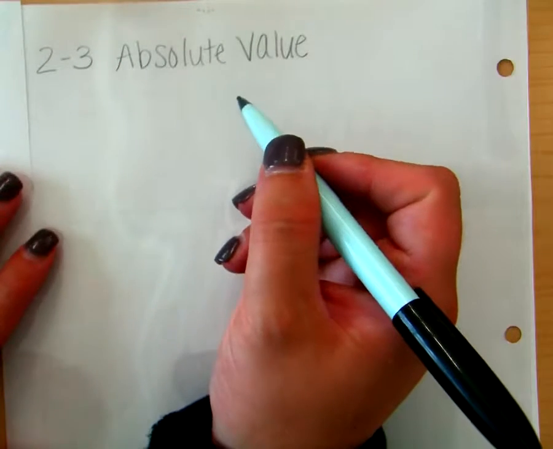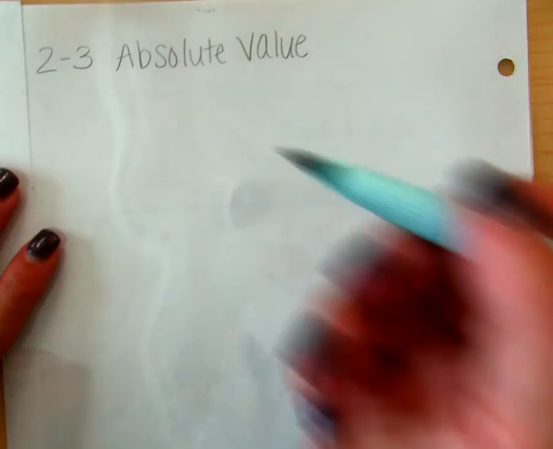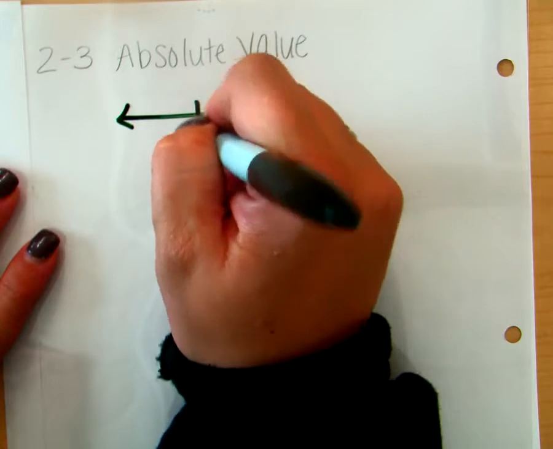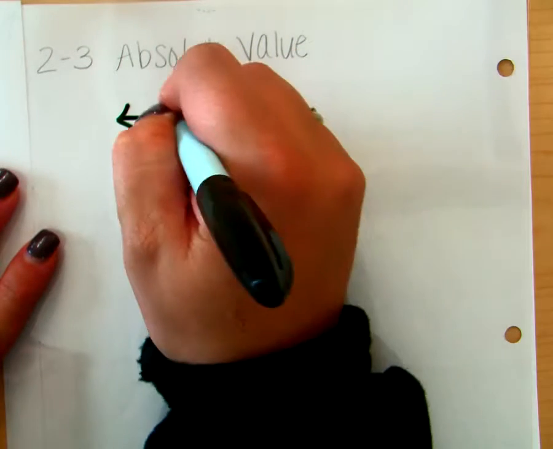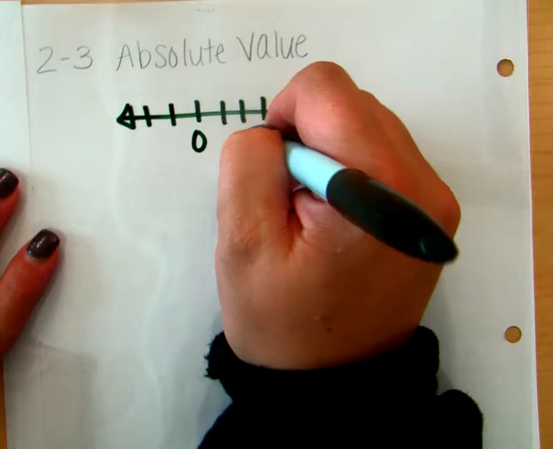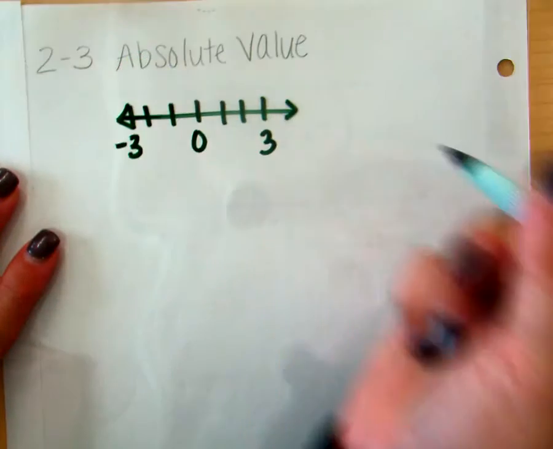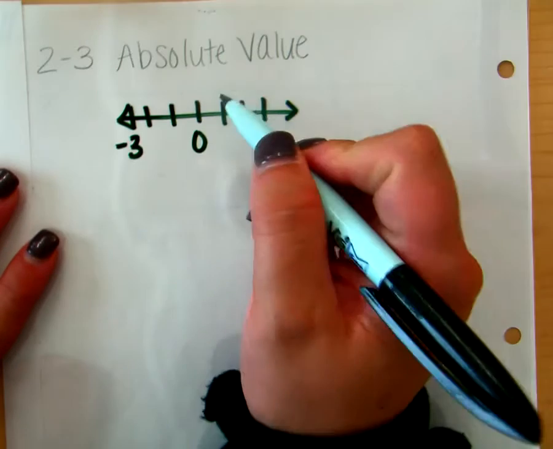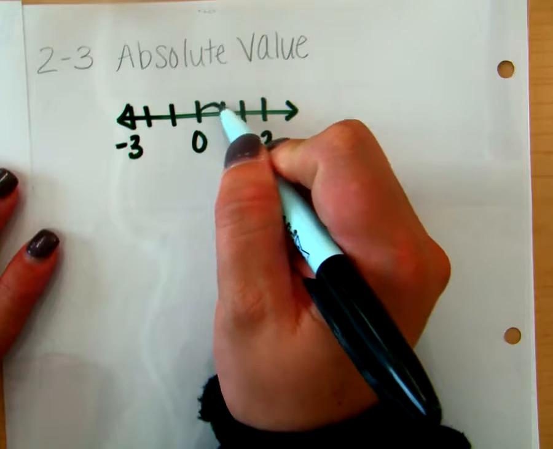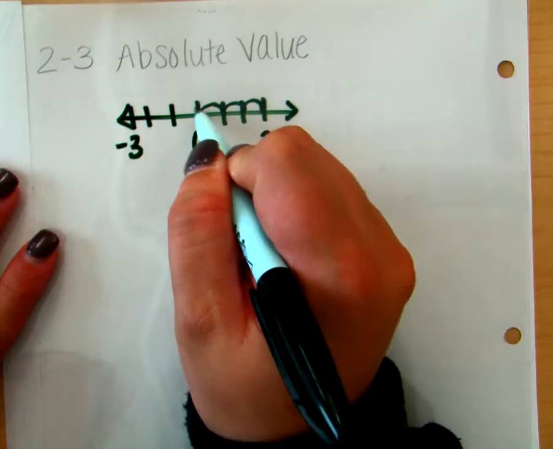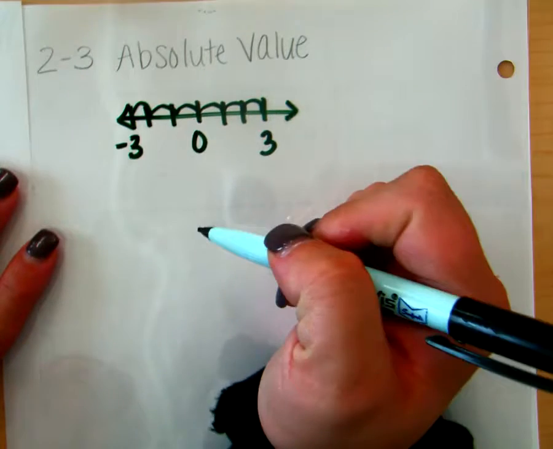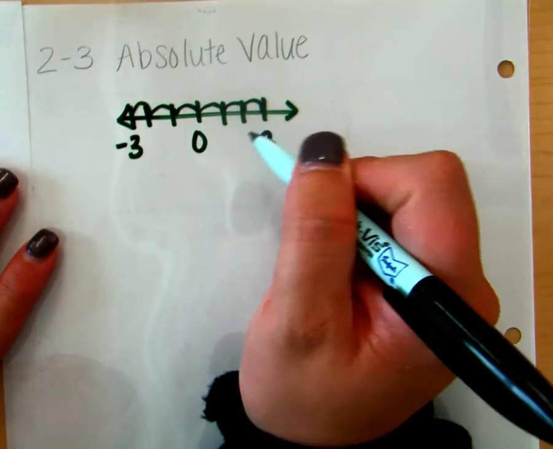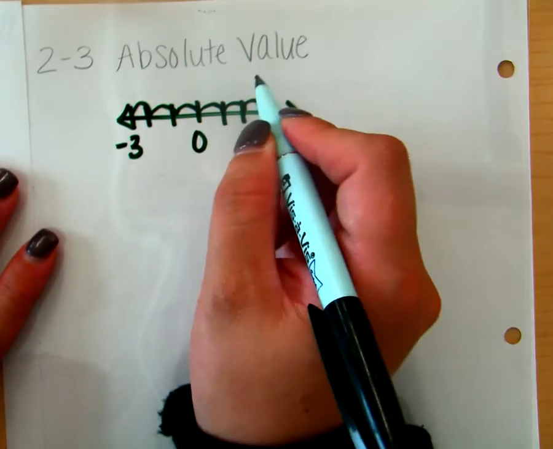So the other day when we talked about plotting numbers on a number line, we looked at things like +3 and -3, and we said that they were opposites. One of the reasons that we said they were opposite is because they're the same distance. They're both 1, 2, 3 spaces from 0, just in opposite directions. Well, that distance from 0 is actually what absolute value is.